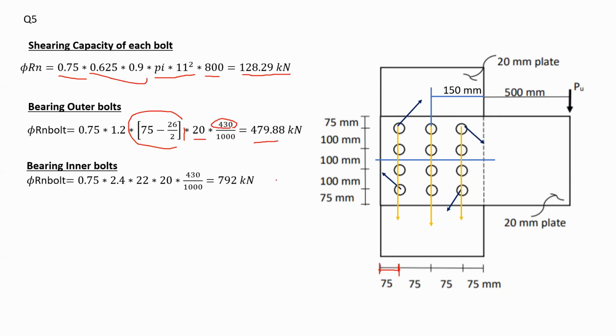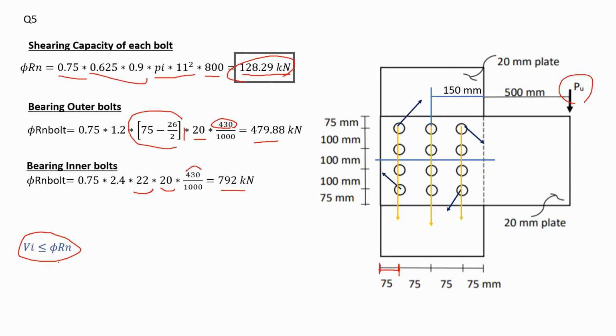Now, if we check for the inner bolts, we consider now the excessive deformation. So that's the diameter of my bolt, 22 millimeters. That's the thickness of the plate, and that's FU or F ultimate of a plate. Substitute everything, and you would get 792 kilonewtons as a capacity. Now, obviously, between all of these three, this one is the minimum, 128.29 shearing capacity of each bolt. So I will proceed with that value, and I want to satisfy this condition in order to find the ultimate load that I can apply, PU.